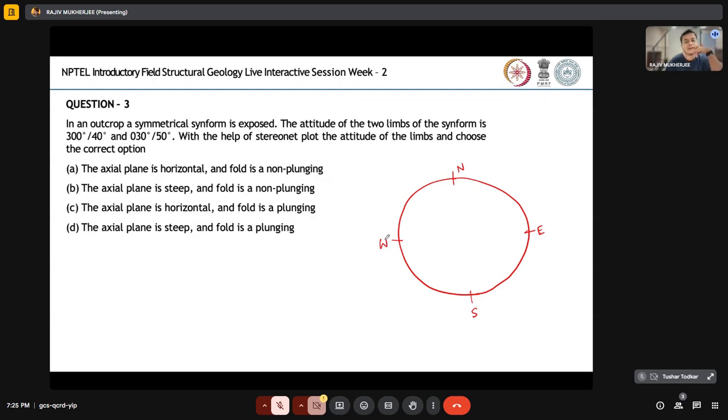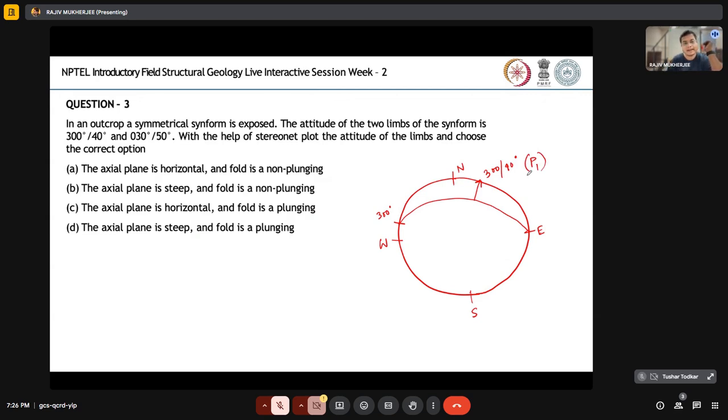So the first point is 340 degrees. So this is the strike 340, and it will be dipping towards northeast, right? And it is 40 degrees. So this is the dip direction. This is plane 1.